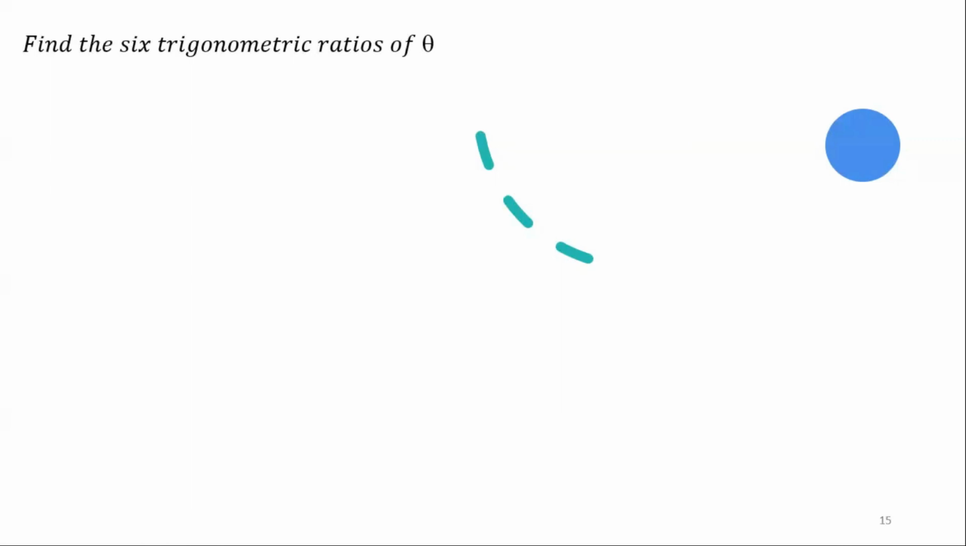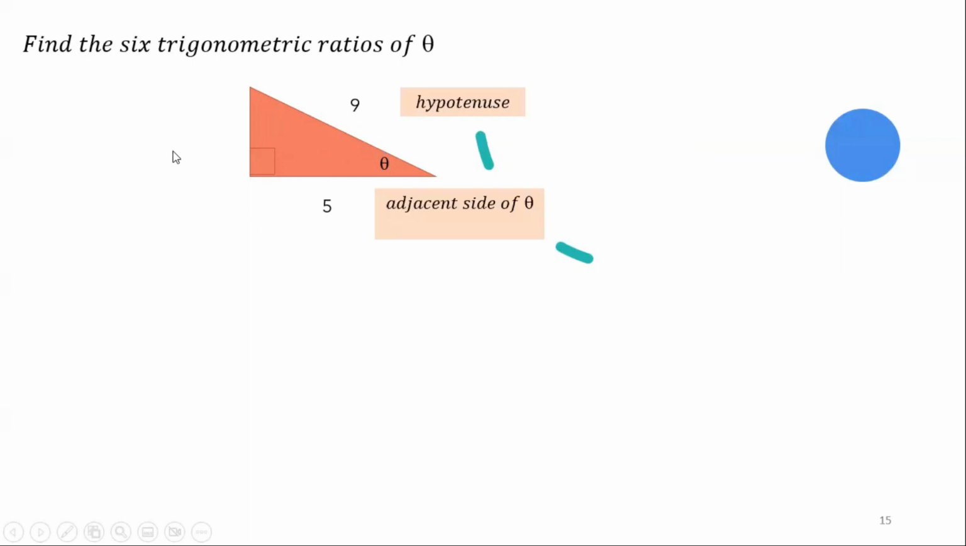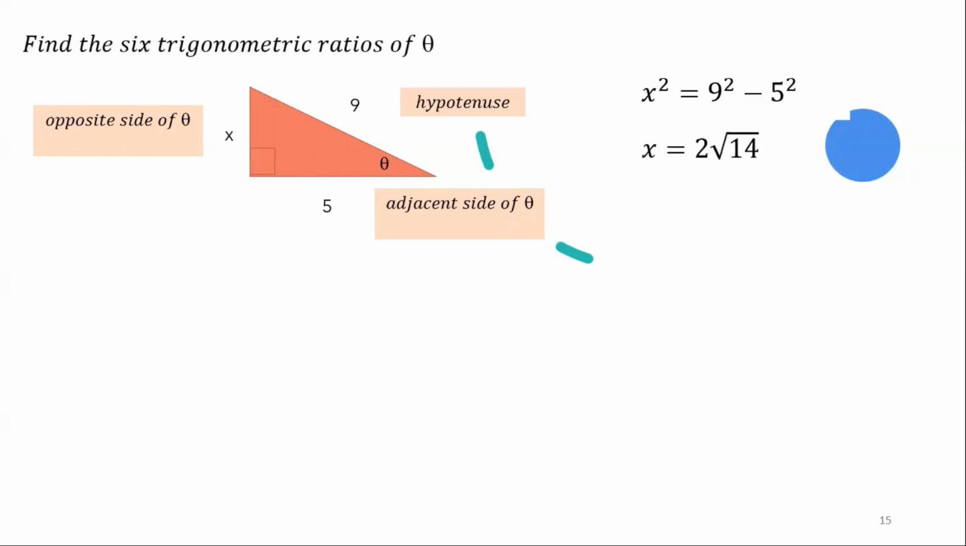So next is to find the six trigonometric ratios of theta given this right triangle. Theta is here. The adjacent side of theta is 5 and the hypotenuse is 9. So we have one missing side. We need to solve for the third side so that we can solve for the six trigonometric ratios. We are going to solve for the opposite side of the angle theta, which we can denote as x. Using the Pythagorean theorem, x squared is equivalent to 9 squared minus 5 squared, so x equals 2 square root of 14.